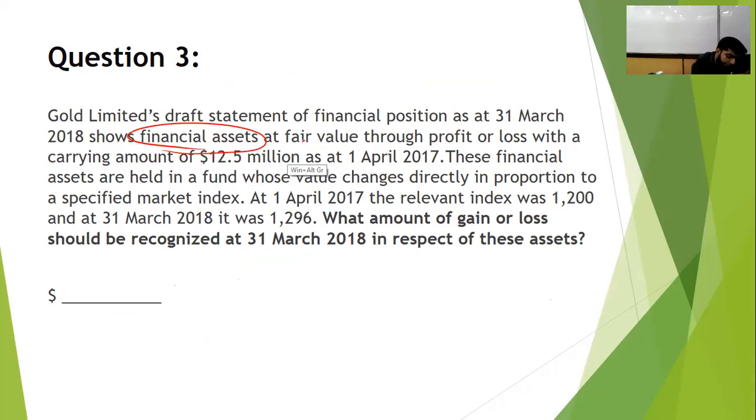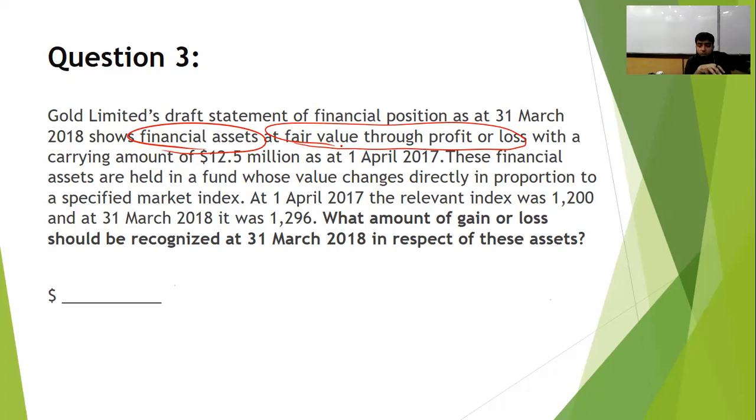Another good news for you, the examiner has directly intimated that we are going to follow fair value through P&L and not the OCI. With a carrying amount of $12.5 million, it means there is an investment of $12.5 million at 1st April 2017. These financial assets are held in a fund whose value changes directly in proportion to a specific market index. As we all know, whenever we make an investment in shares, there is a market index, there's a market points. We normally hear that the stock exchange increased by 12,000 points, 500 points, 200 points. So it means there's a market index.